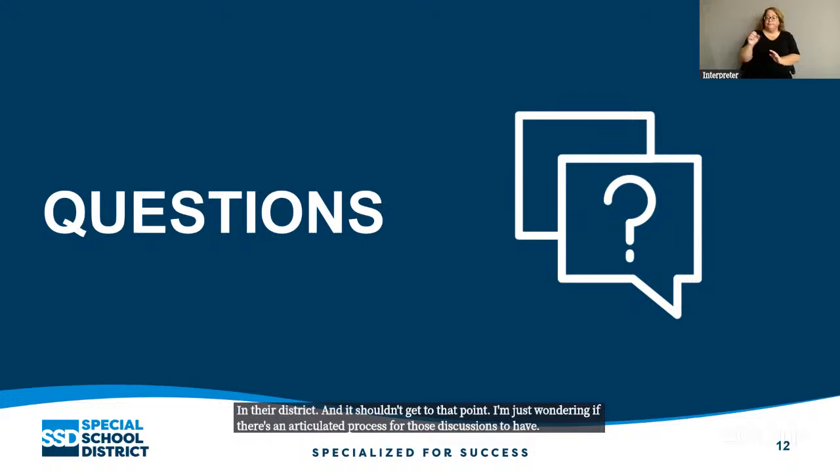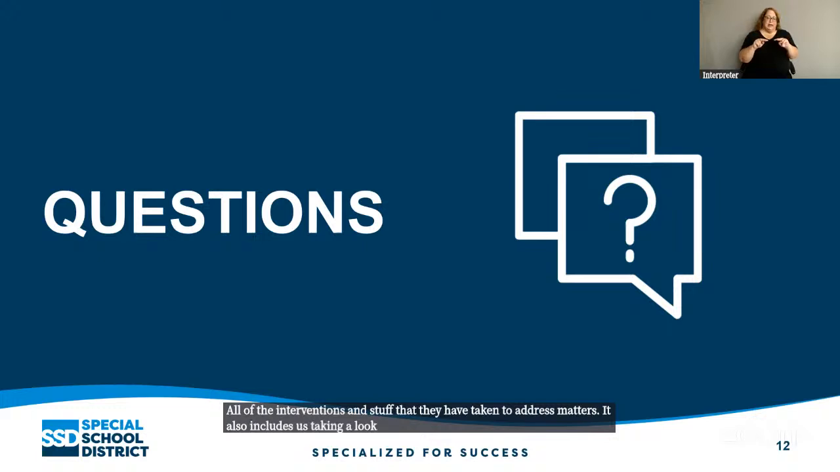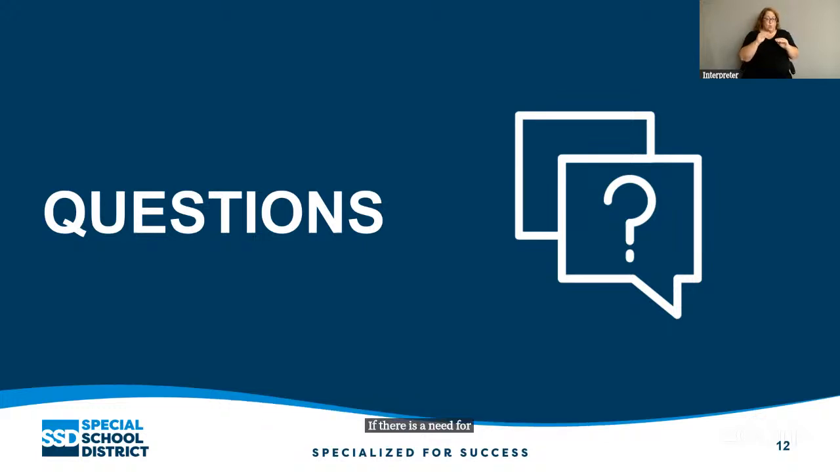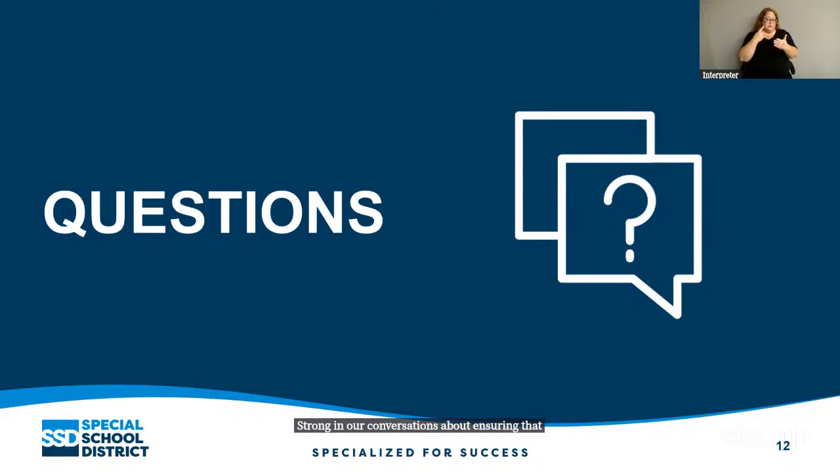There is an articulated process for that, where there is a change in placement process that must take place that includes the partner district providing all of the interventions and steps that they have taken to address the student's matters. It also includes us taking a look at if there is a need for a more restrictive environment and if those services can be met where they are. Our practices do not allow us to have a pipeline of students entering into our SSD schools. And so we're very strong in our conversations about ensuring that we provide those services for students where they are.